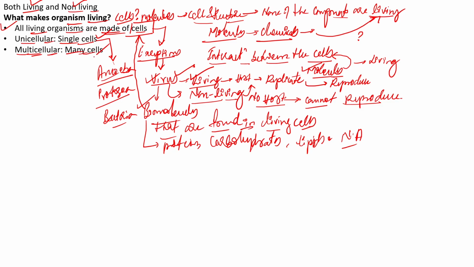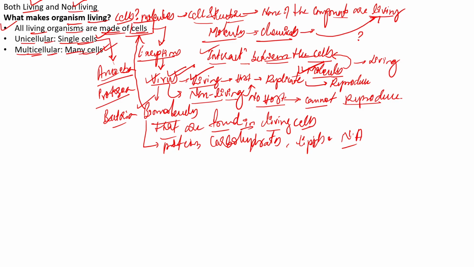So I hope we have understood the concept of what makes an organism living. It is mainly the interaction between the cells that makes us living, and this interaction is brought about by the molecules present inside the cells. Organisms that we call living are made up of cells. Exceptions include the viruses. Unicellular organisms are made up of single cells, and multicellular organisms are made up of many cells. This is what we have discussed till now.